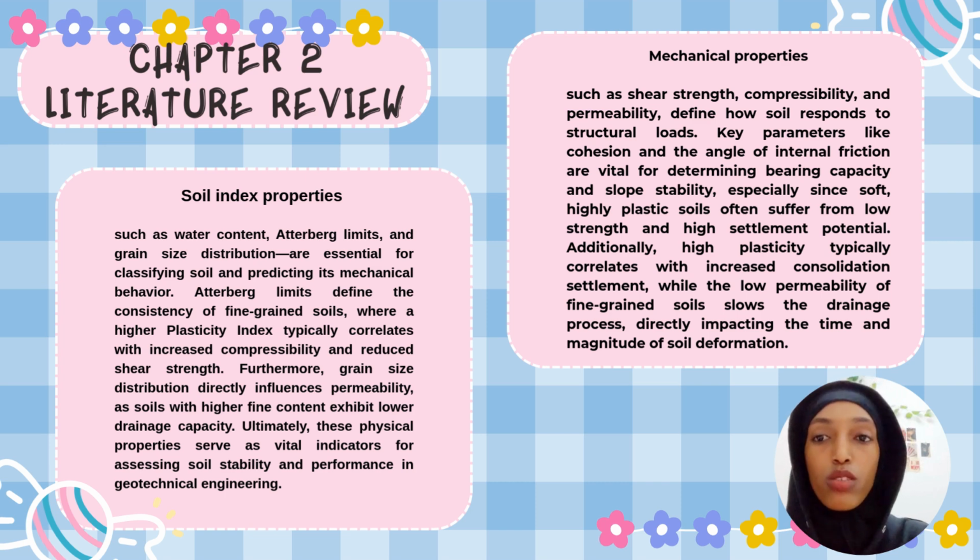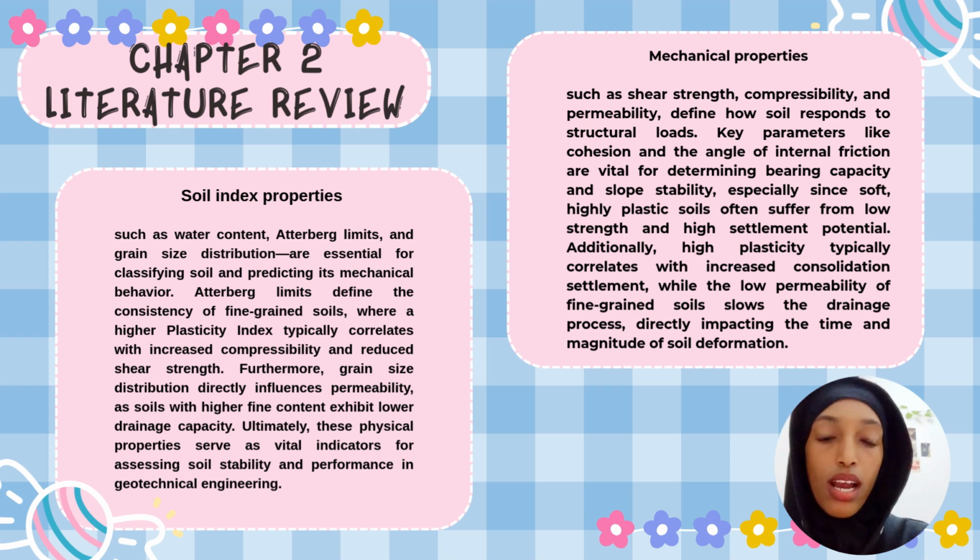I am going to start with the literature review. In this chapter, the literature review focuses on soil physical properties, mechanical behavior of soil, and the correlation between soil physical and mechanical properties. Soil physical properties, also known as index properties, are essential for preliminary soil classification and soil behavior assessment. These properties include natural moisture content, Atterberg limits, grain size distribution, unit weight, and void ratio.